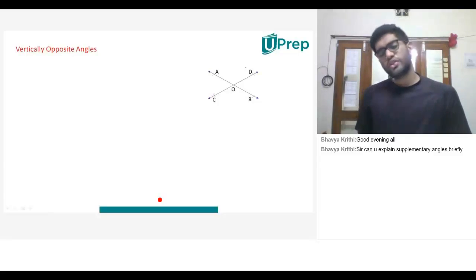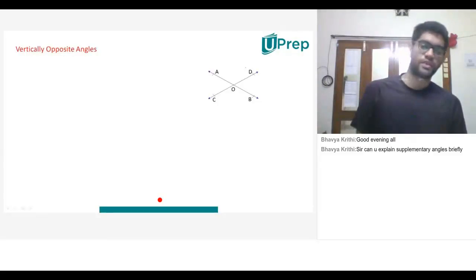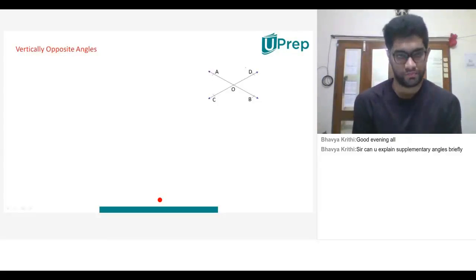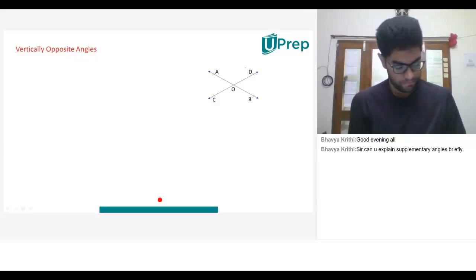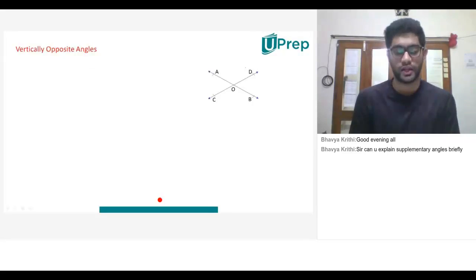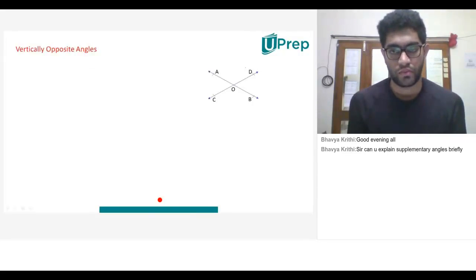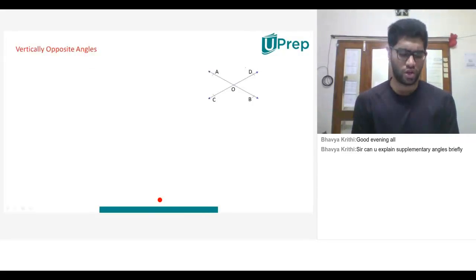Have you come across this concept? This is very interesting. Have you come across this anywhere? What is that you've come across? Is there some particular statement or theorem that you've always heard? Sir, I don't remember much. Okay, who said yes? Sir, me, Bhavya. Yeah, tell me, Bhavya. What do you know about this vertically opposite? Whatever you know.